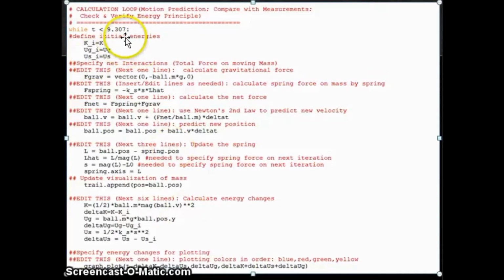So now we're at our calculation loop. From Tracker we got our time. We define our initial energies. We have two forces, gravitational and spring. Spring is simply Hooke's law, negative k s. The gravitational force is only in the y component because the object is hanging in the negative y direction, so it's mass times gravity in the y component.